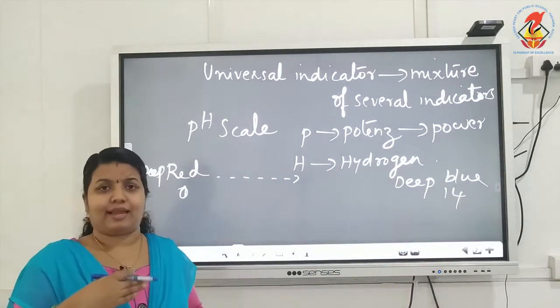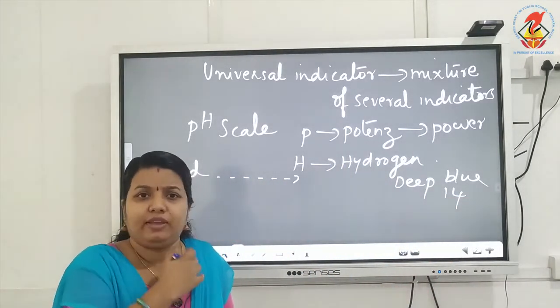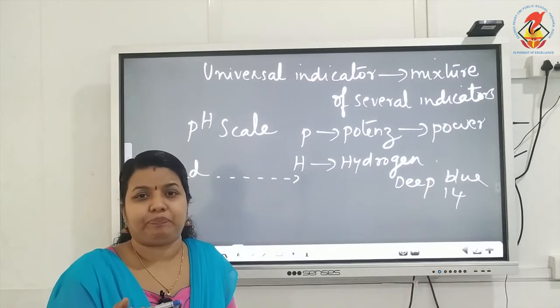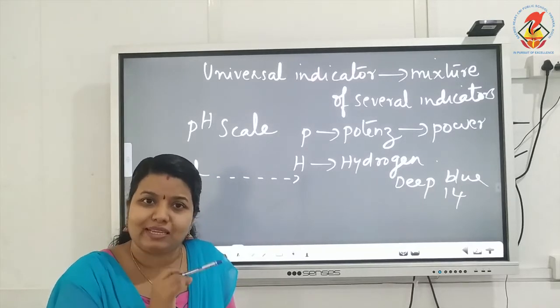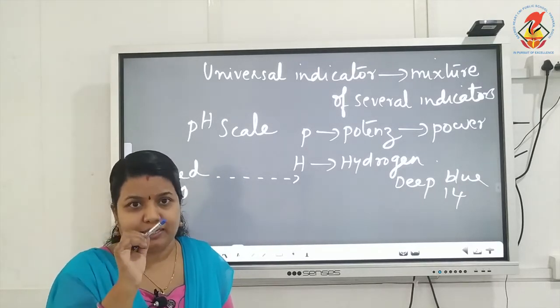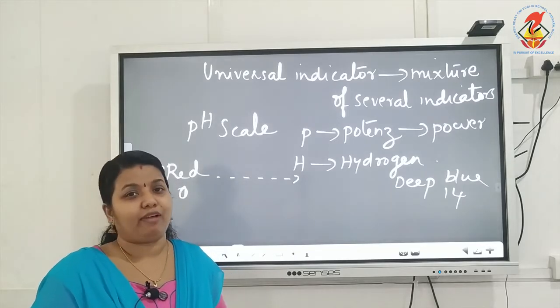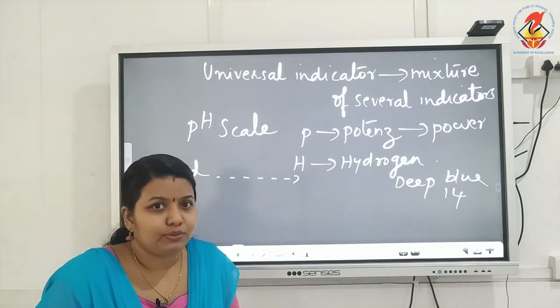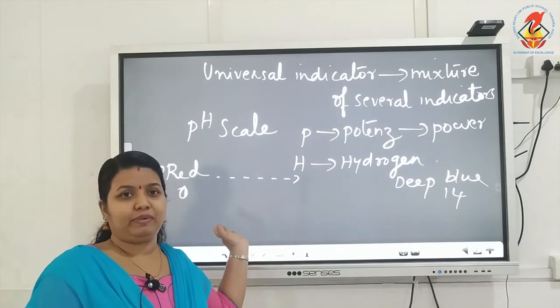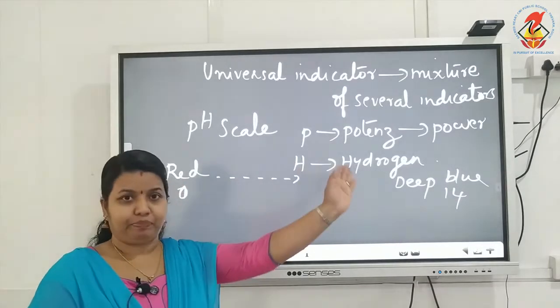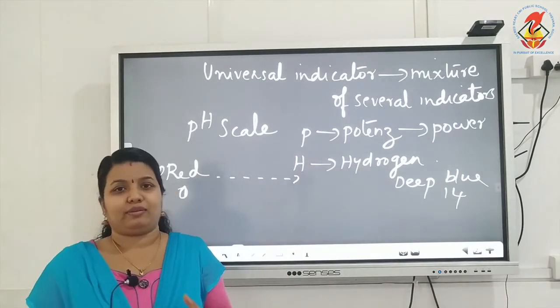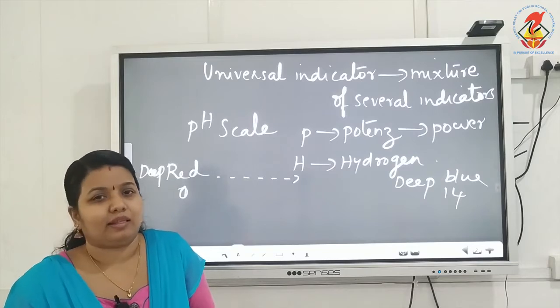So, in the standard color chart, we have colors varying from deep red to deep blue, and corresponding to each color there will be a value written from 0 to 14. Now, let us see what we are doing to measure the strength of an acid or a base.